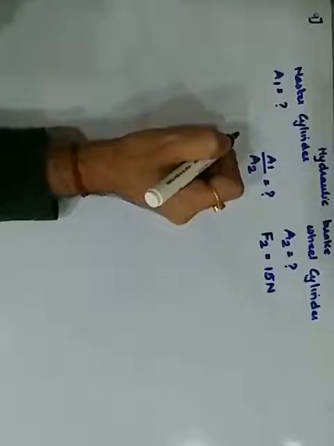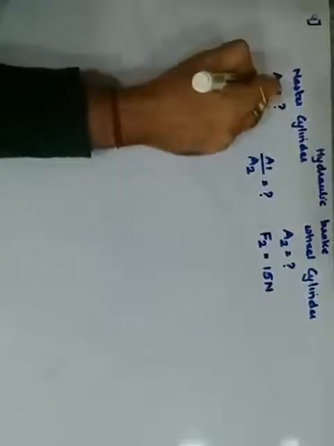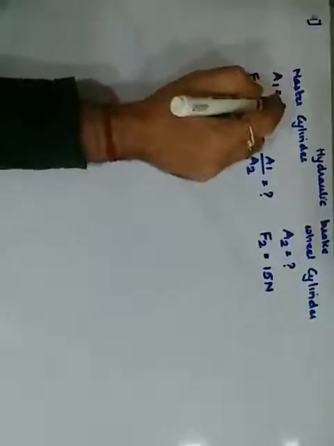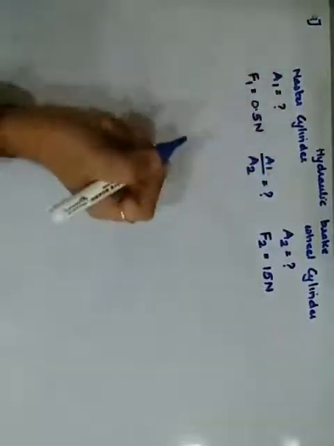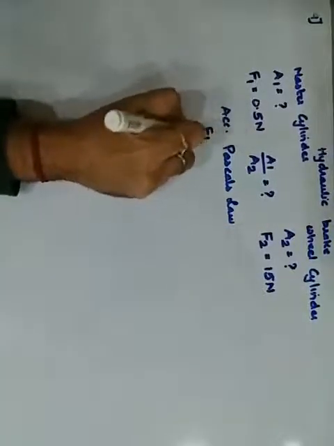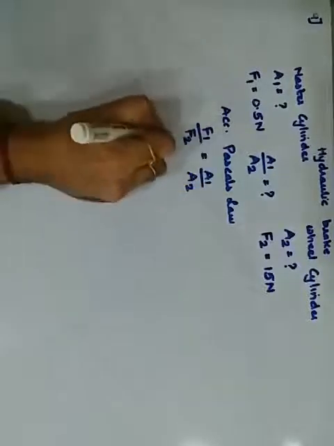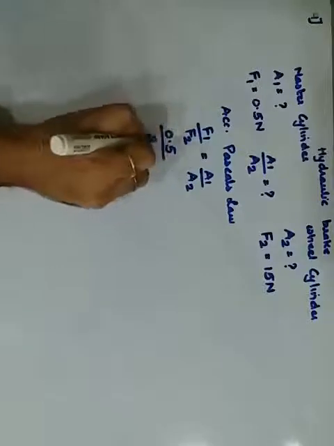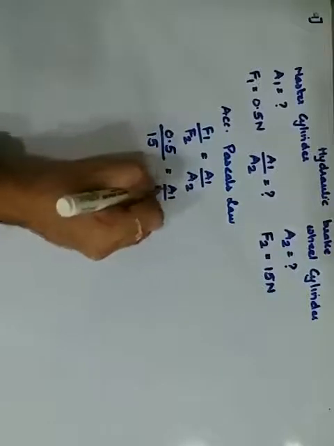When the master cylinder is exerting a smaller force, that is F1, just how much? It is 0.5 Newton. Getting it? Since it is a hydraulic machine, according to Pascal's law, again I can say that F1 upon F2 is equal to A1 upon A2. What is your F1? It is 0.5 Newton. What is F2? It is 15 Newton, which is equal to A1 upon A2. That is what you want, the ratio of A1 upon A2.